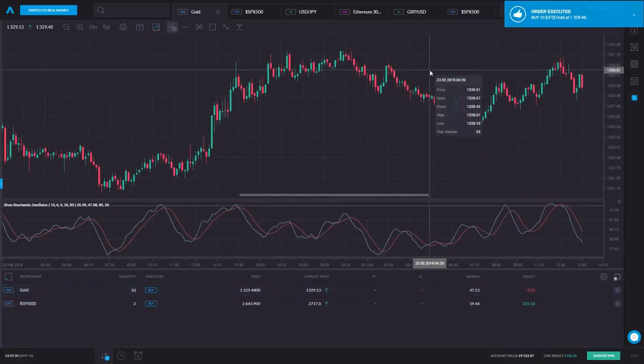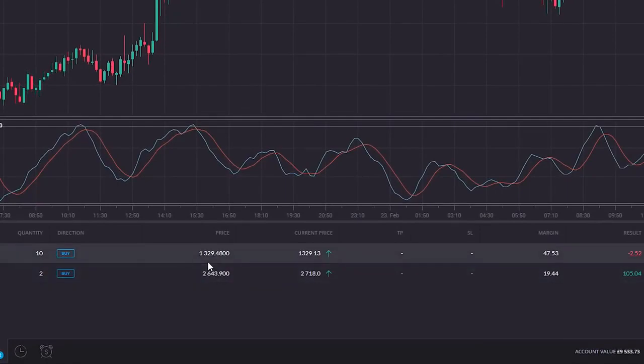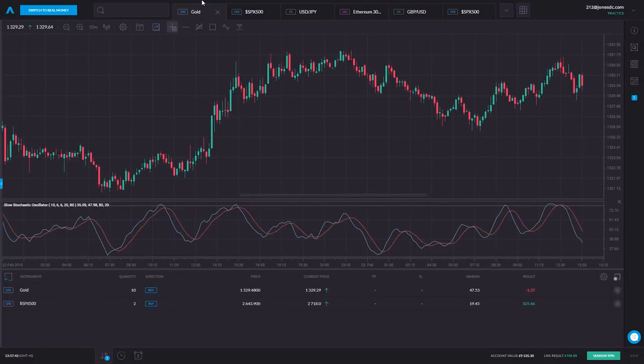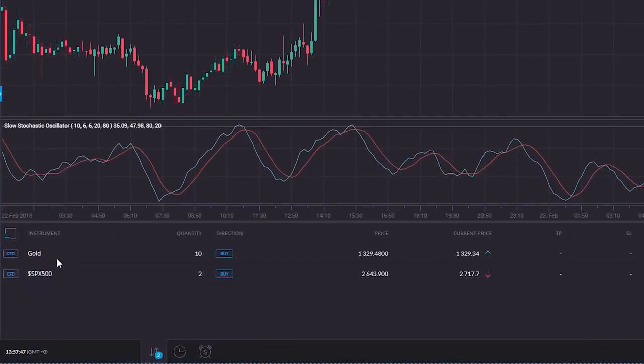There we go, it's done. So I've bought 10 on my demo account at 13.2948. Again, what I'm going to do is just take a quick screenshot to freeze this, then we can figure out the values. So here's our screenshot, and here's the gold trade. I bought 10 at $1,329.48. The market is currently $1,329.34. So the market is, what, 14 cents lower than where I bought it.